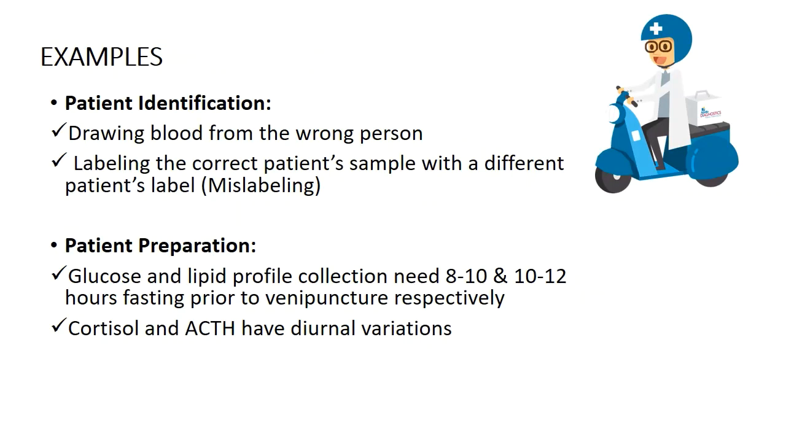So patient identification: drawing blood from the wrong person. It frequently happens that in a collection center, what in NABL we call an SCF, sample collection facility, in a particular room there are many patients, like 3 or 4 patients. Ideally, you should collect patient samples one by one, but it is not possible in most laboratories because of the huge rush.